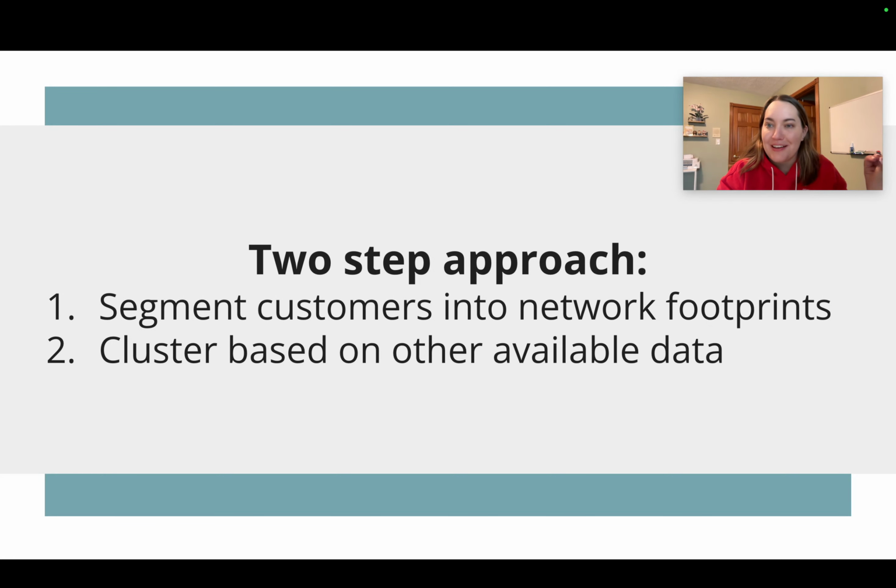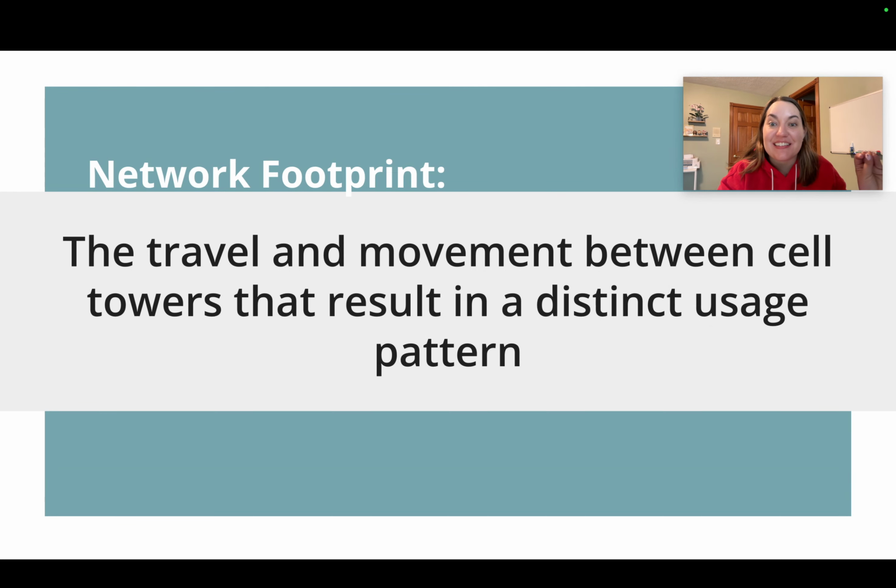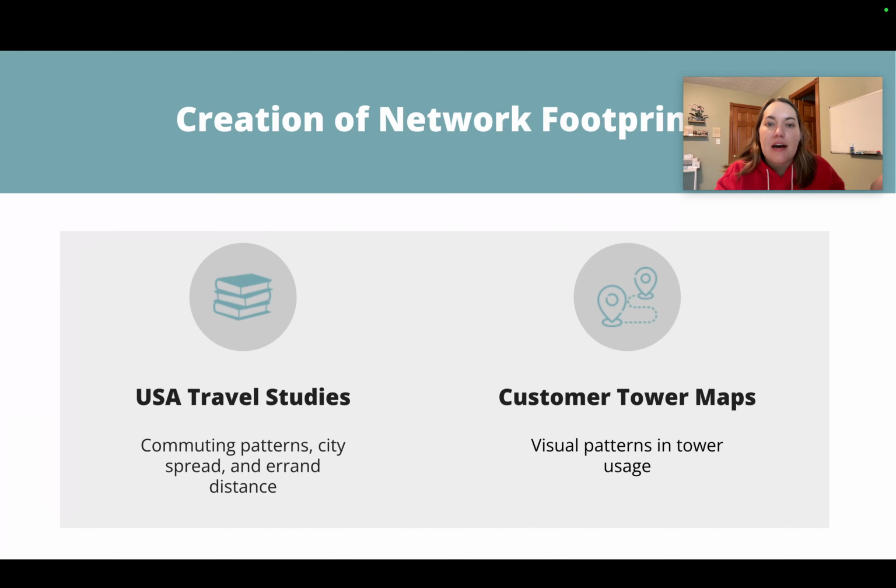And the second part is K-means. So the first part is I figured out that there are distinct travel patterns. I called them network footprints, and it's how people traveled throughout the US. Now, this is pre-COVID, but essentially I figured out through looking at a lot of research on US travel studies and then customer tower maps, I figured out that people basically were in 5 different categories.